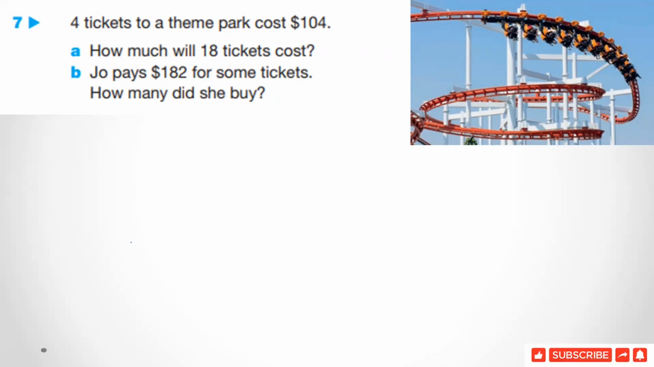Cost is directly proportional to the number of tickets. So we write here, cost is directly proportional to the number of tickets. Okay. So we can take C from cost and T from tickets. And we can easily convert it into C equals K times T because these are the direct proportion. So first of all, I find K. Cost divided by T will be 104 divided by 18.